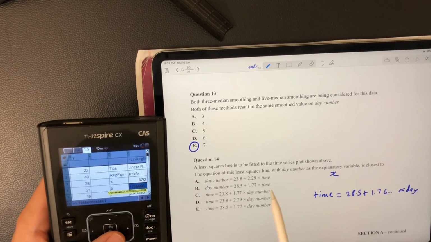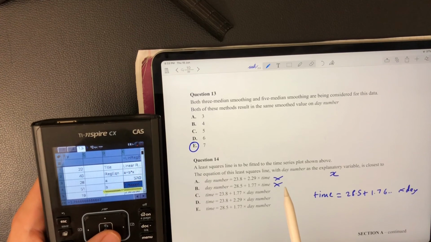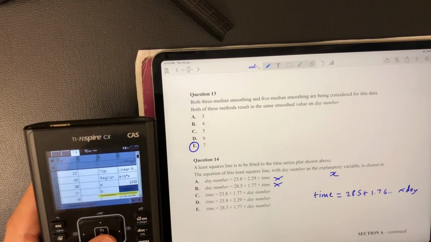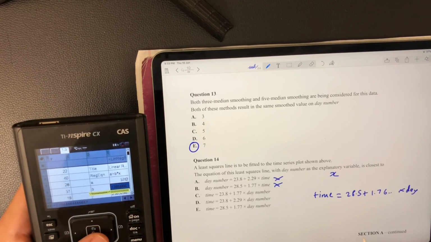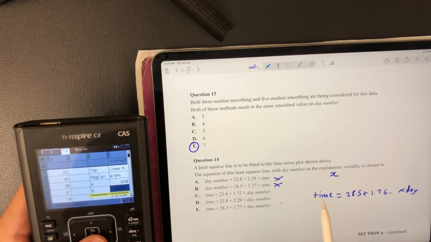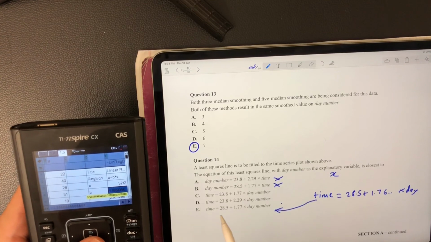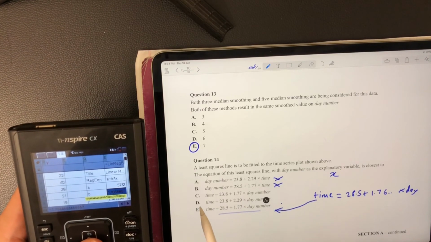So basically we can instantly get rid of these because we know day number is not the response variable, time is the response variable, day number is actually the explanatory variable. So basically E matches our equation over here, so therefore E is the correct answer.